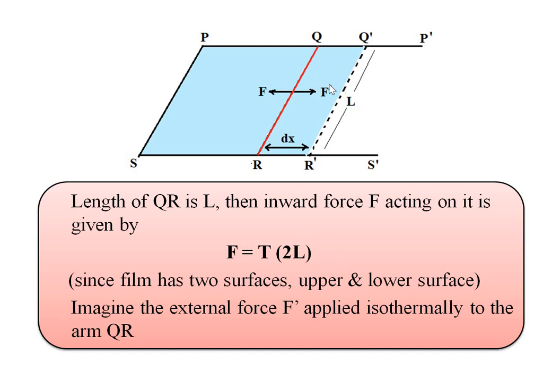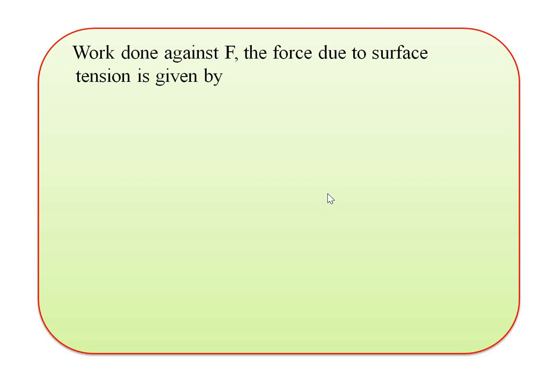See here again in this image, imagine an external force. Imagine an external force F dash applied isothermally to the arm QR. The arm QR moves to Q dash R dash through a distance dx. So from this, as we know, work done against F, the force due to surface tension, is given by the formula force into displacement, that means dW is equal to F dash into dx. So dW is equal to T times 2L into dx.